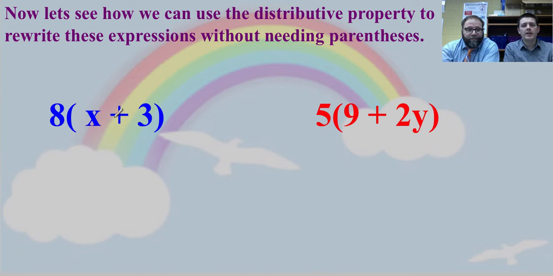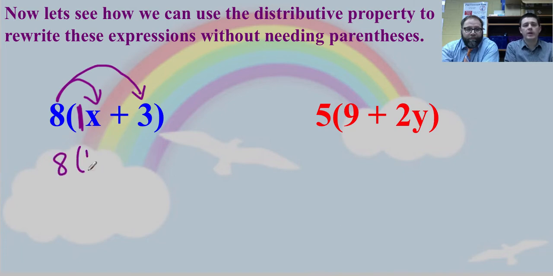We want to do 8 times the quantity x plus 3. And this is why we have the distributive property. We can't go ahead and do x plus 3. We can't add those because they're not like terms, but we still want to be able to multiply by our 8. So we're going to use the distributive property. First, I'm going to write in my 1 in front of my x, like always, and then our rainbows. 8 times 1x and 8 times 3.